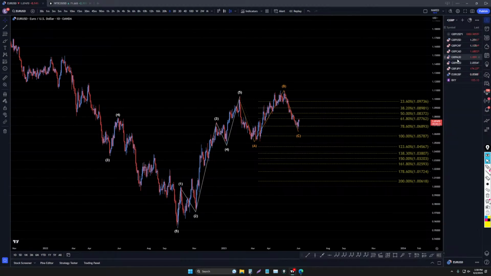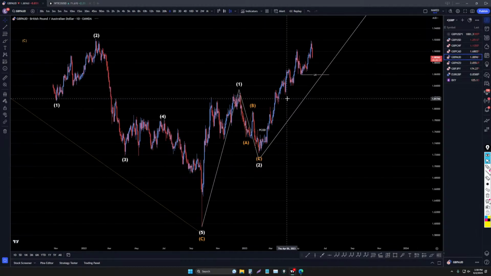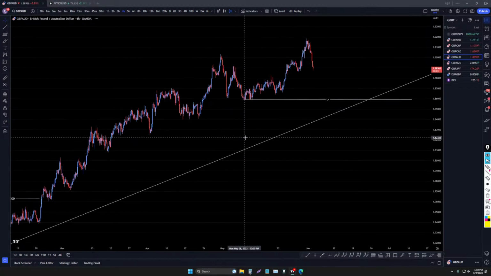We looked at the Euro Aussie. What's the pound Aussie up to? Because the pound has been so strong. Kind of looks like the pound Aussie has got that 3-4-5 shape, honestly. It looks like it's going to go down and make a correction next before it goes up again. So let's see if we got any break of structure.